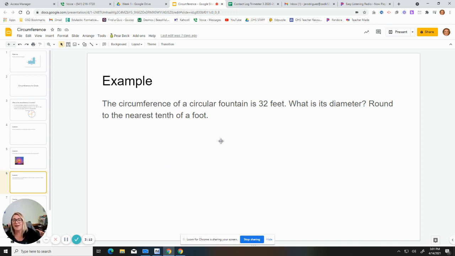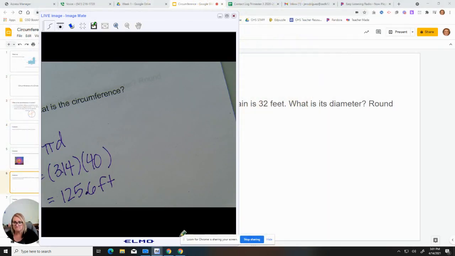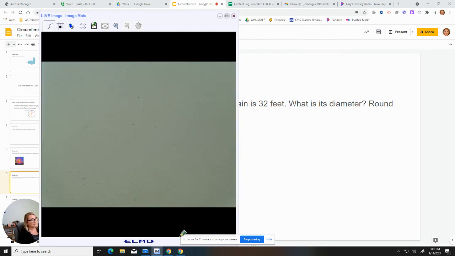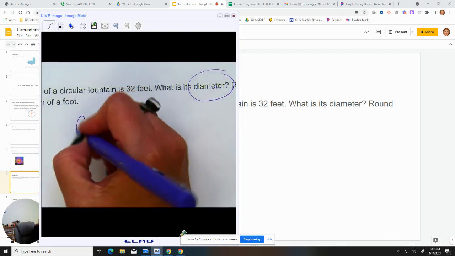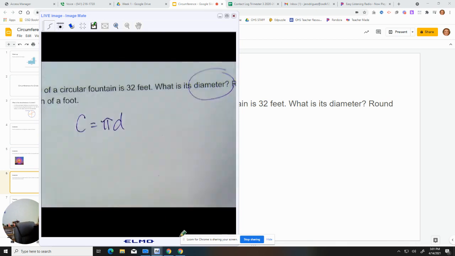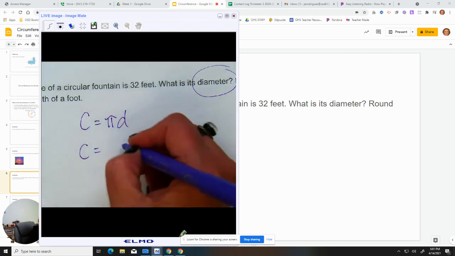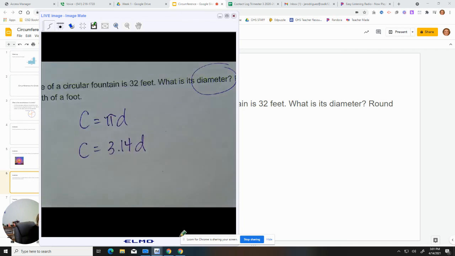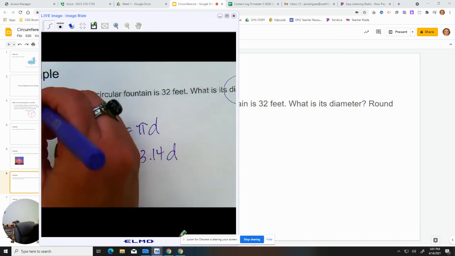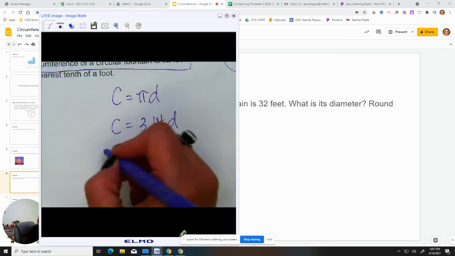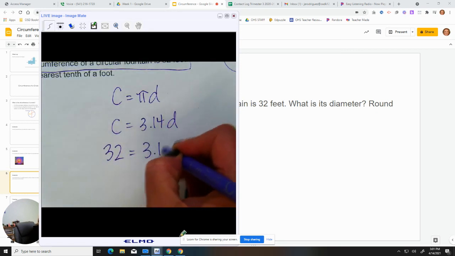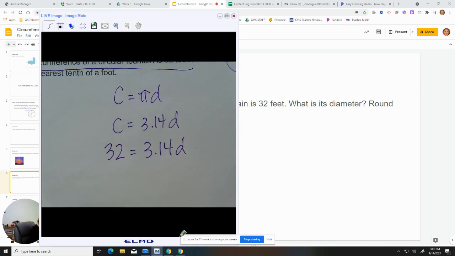Another one is what happens if we're given the answer and we kind of have to work backwards. So that's what we're going to work on this one. It tells us that we're going to be looking for the diameter. So that means we are going to be using this formula right here. And I'm going to simplify by putting 3.14 in there for pi. Now it tells us right here that the circumference, we already know, is 32 feet, which means 32 is what our C, or our circumference, is equal to.